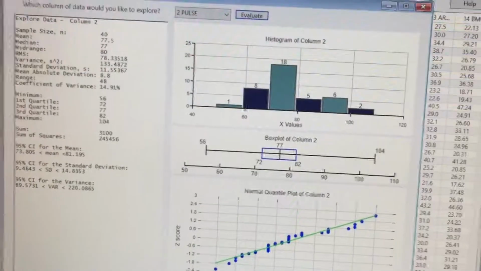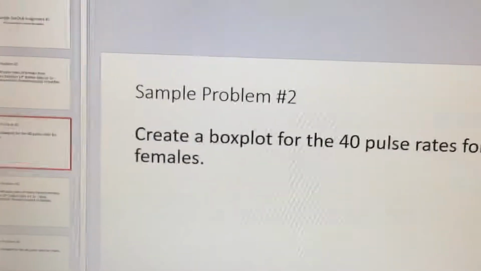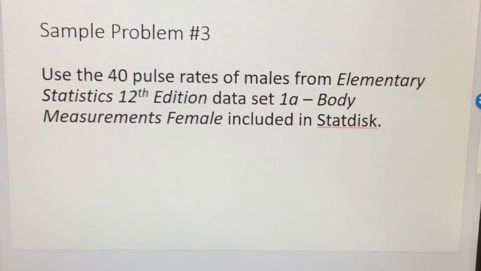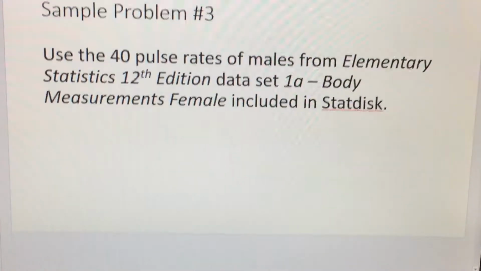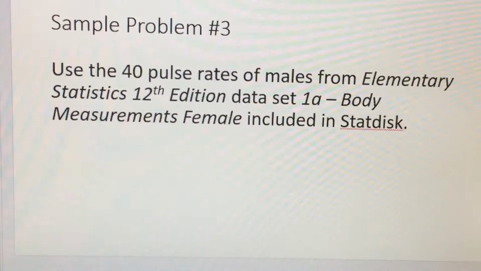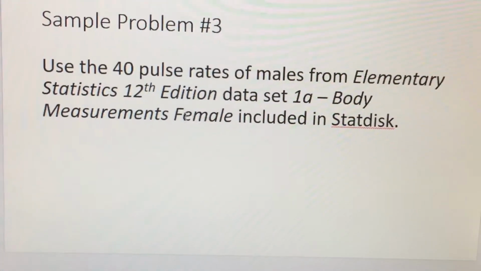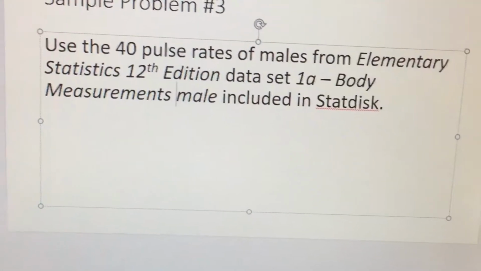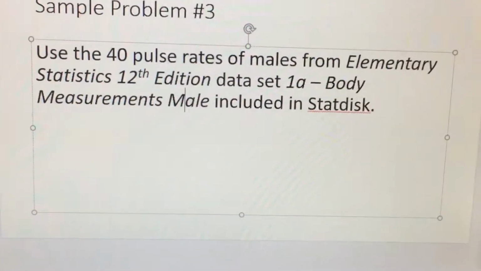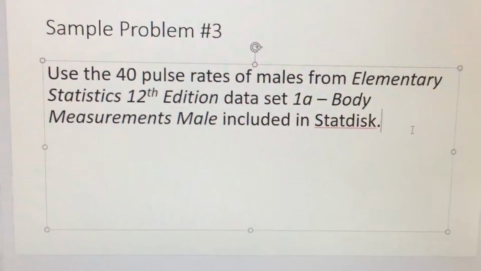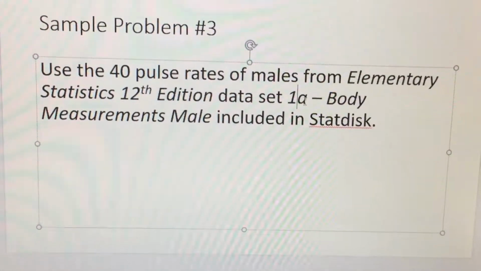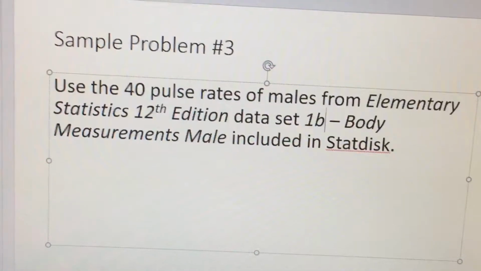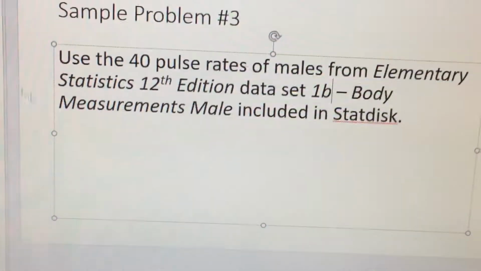All right, now let's go to sample problem number 3. It's the same thing, but actually, this should be for males, not females. So here, this should be for males. The body measurements for males, and this is going to be 1B. Because you're going to do one for female, and the other one is going to be for male.